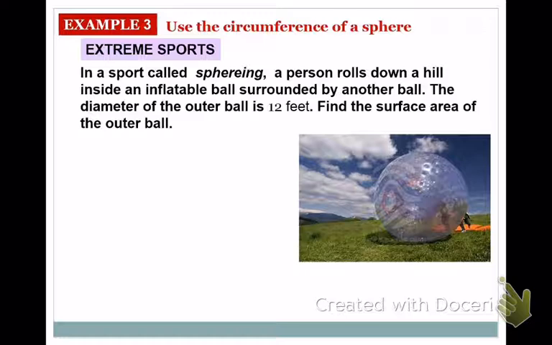All right. Another example for you. In a sport called sphering, a person rolls down a hill inside an inflatable ball surrounded by another ball. The diameter of the outer ball is 12 feet. Find the surface area of the outer ball. Take a second, find the surface area, start it back up, and see if you're right.